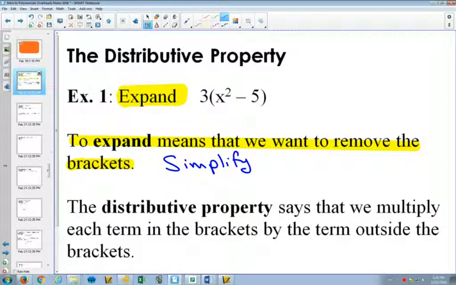What the distributive property says, and that's right here, is that we multiply each term in the brackets by the term outside the brackets. So in order to remove the brackets with the distributive property, this 3, and there's a multiplication, it's 3 times bracket x squared minus 5. What it means is you multiply the 3 by the x squared and the 3 by the minus 5. Just like we did with the negative sign out in front, where we did it to each term, the distributive property will do the same thing with the number in front.